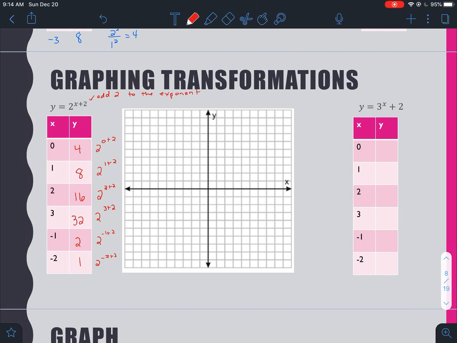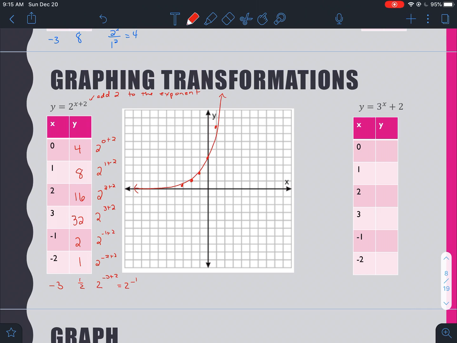So we have negative 2, 1, negative 1, 2, 0, 4, 1, 8, and then the other ones are too big to graph. So let's do a negative 3. So what happens if I did x is negative 3? So this would be 2 to the negative 3 plus 2. So that'd be 2 to the negative 1, which is 1/2. So it'd be negative 3, 1/2.